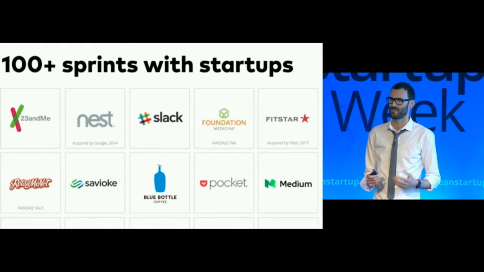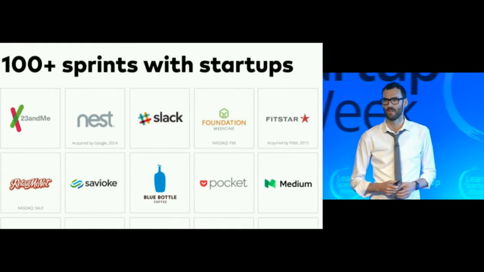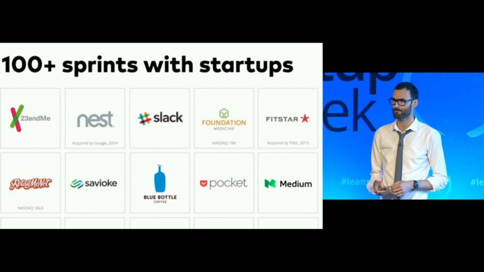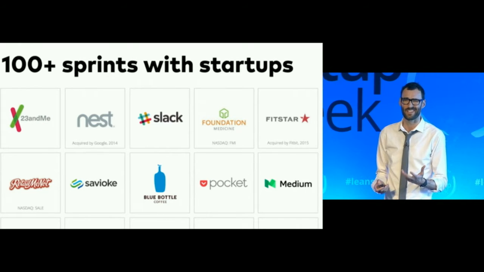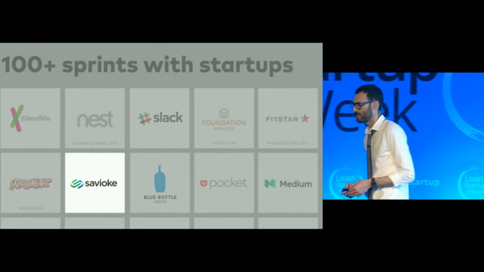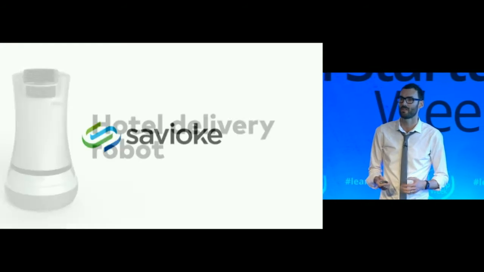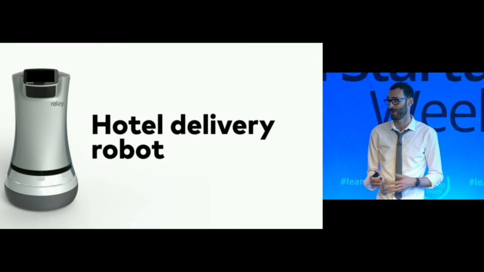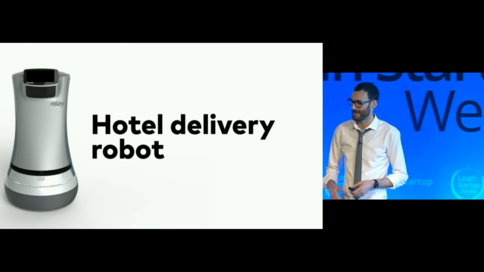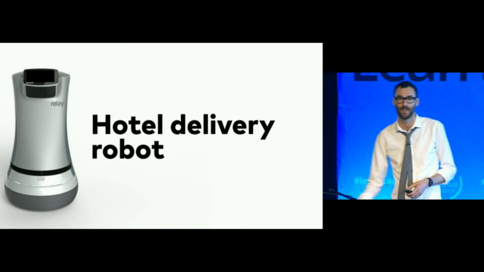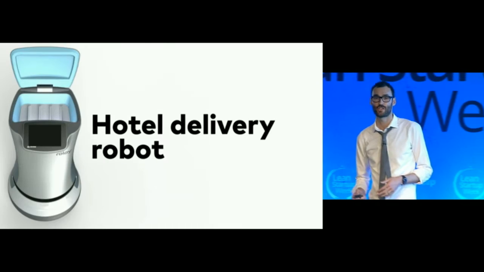We've done this a bunch of times, probably nearly 150 times now, with the startups in our portfolio. I'm going to tell you a story about one of those sprints so you can see how it works. The company I want to tell you about is called Savioke, and Savioke makes a hotel delivery robot. The robot is a little bit shorter than this lectern right here, and it's got a little hatch on the top.